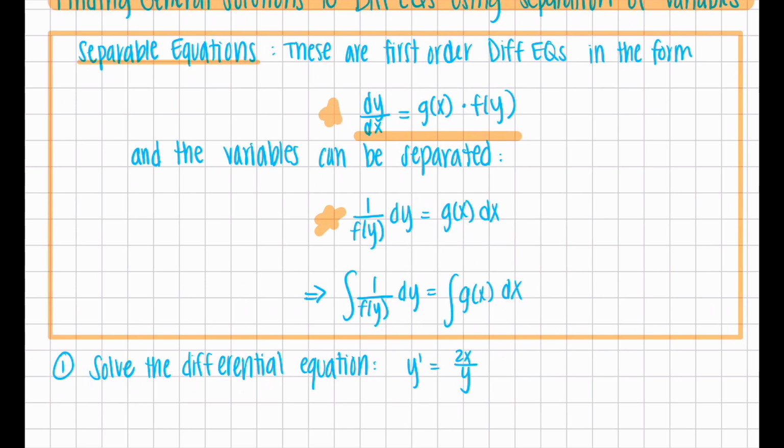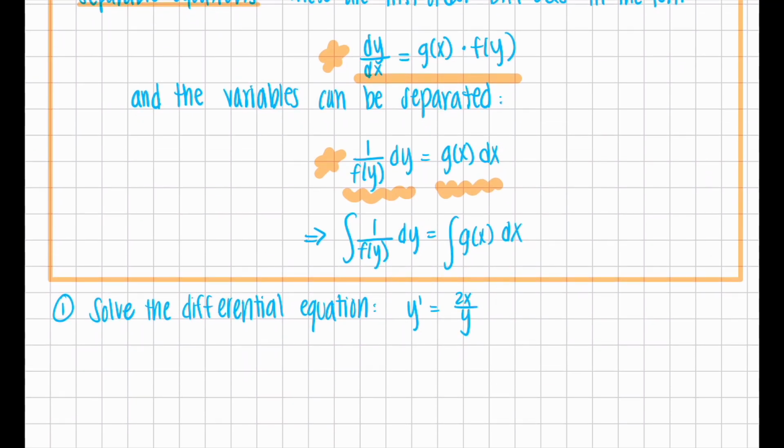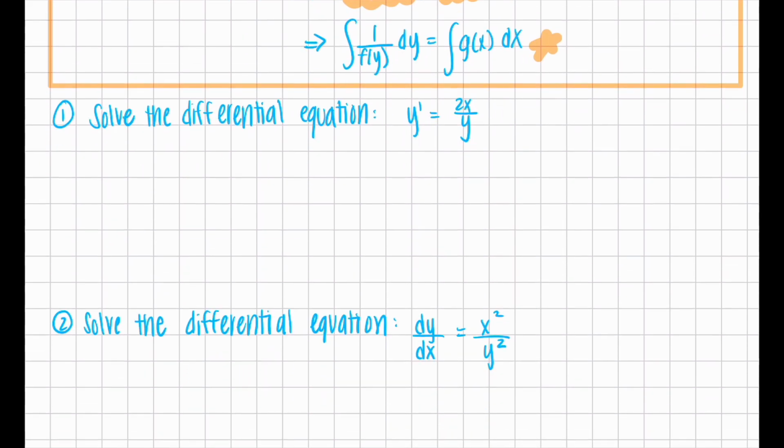If I take this first equation and divide by f of y on both sides, and multiply by dx on both sides, notice my left side of the equation only has y's in it, and my right side of the equation only has x's in it. In this video, we want to know what y equals. In order to do that, we can integrate both sides of the equation. On the left side, we're integrating in terms of y. On the right side, we're integrating in terms of x. Once we do that, we should be able to solve for y. So that is what we are doing. Let's go through a few examples.